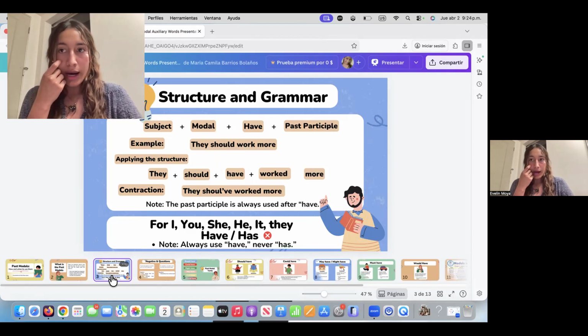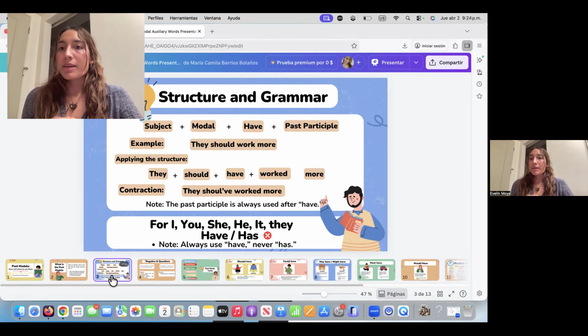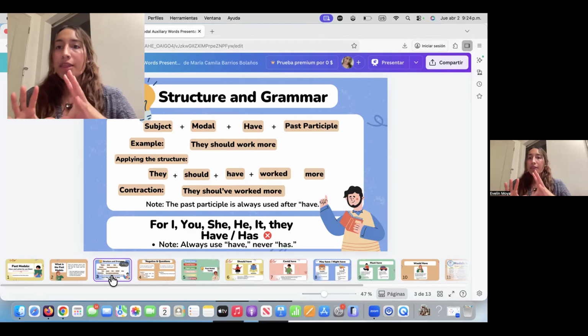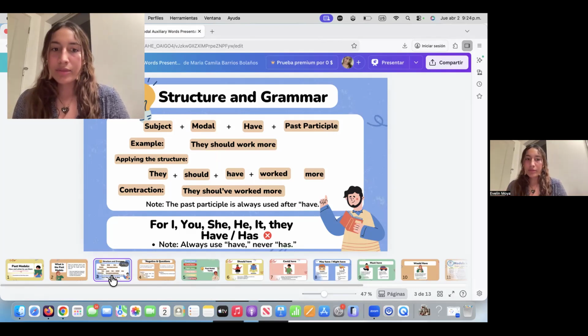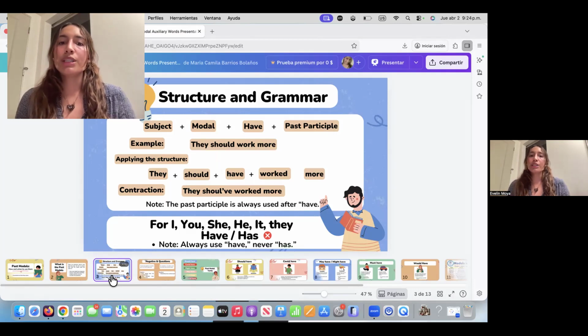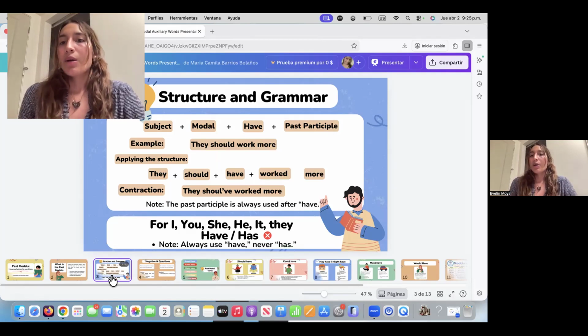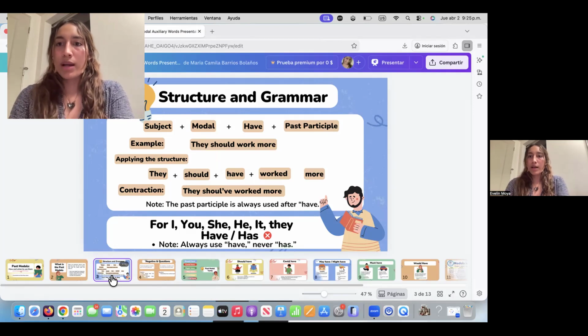And I would like to highlight something about the past modal. Regardless of whether we are using the third person singular, we always use have for I, you, she, he, it, they. We always use have, no matter what.